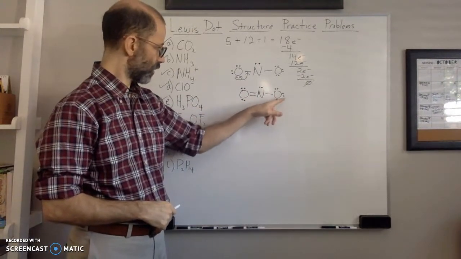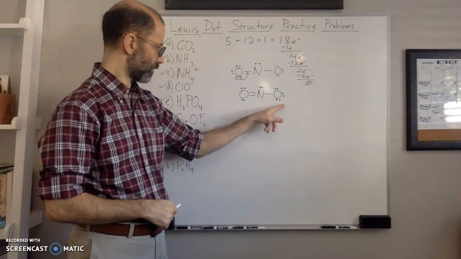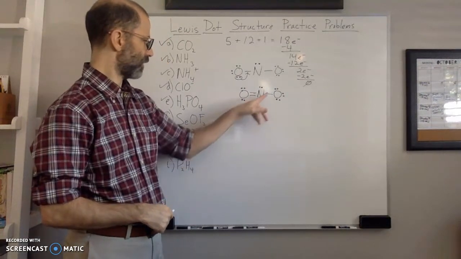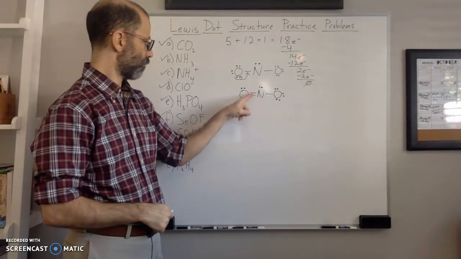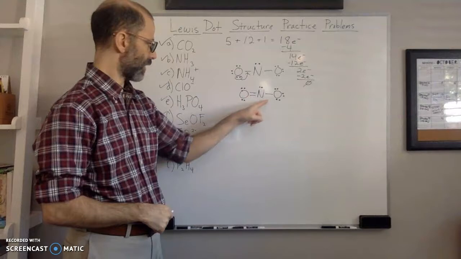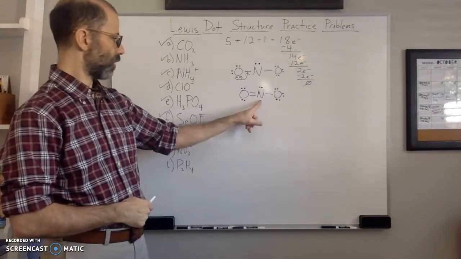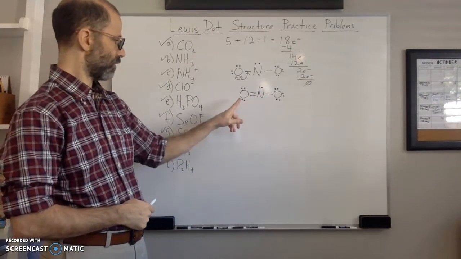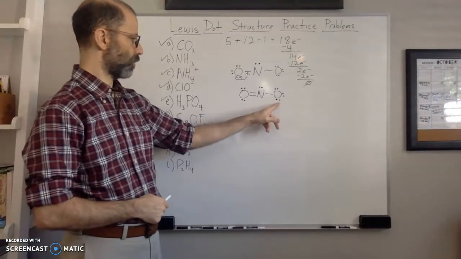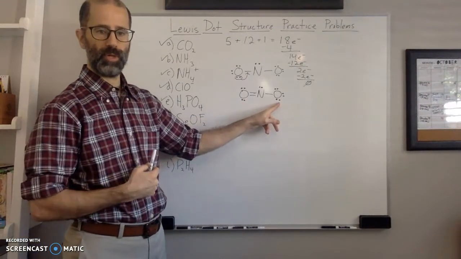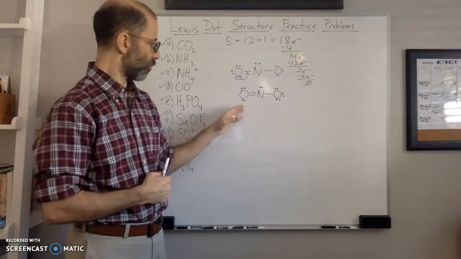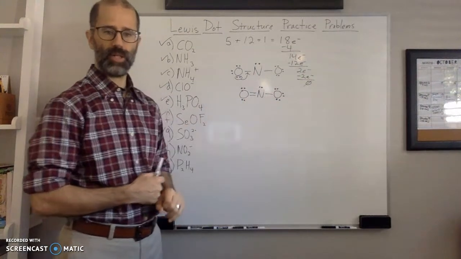This oxygen has 3 lone pairs and 1 bond, so that still has an octet. Now look at my nitrogen. It has 1, 2, 3 bonds and 1 lone pair, so it has now an octet, and it fits its bonding pattern. So this one fits its bonding pattern. This oxygen fits the bonding pattern. This one does not, but there's nothing we can do about that. So this is a legitimate Lewis dot structure.